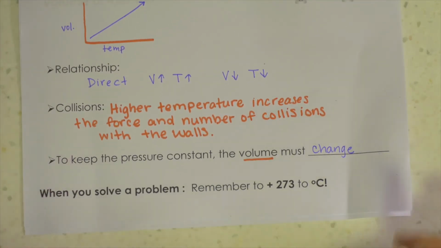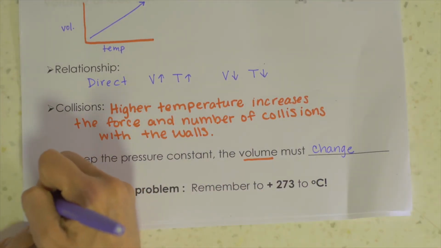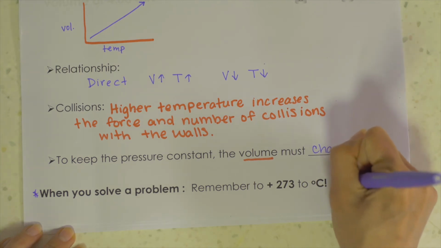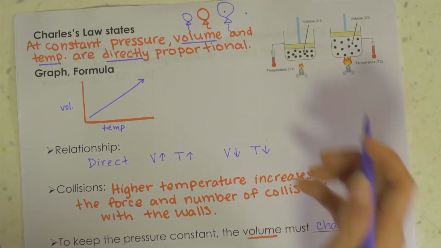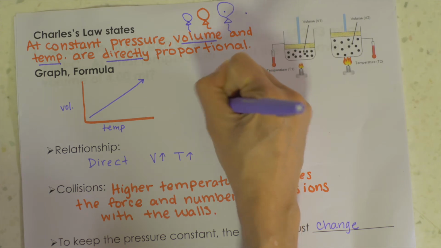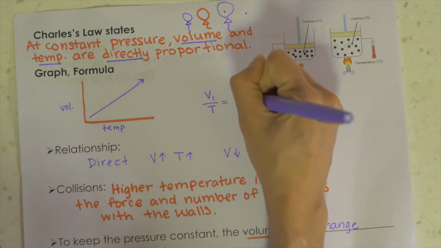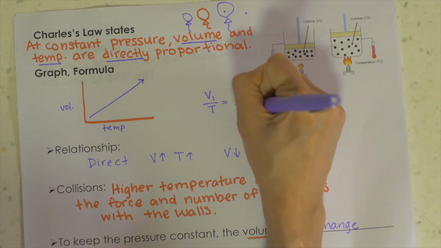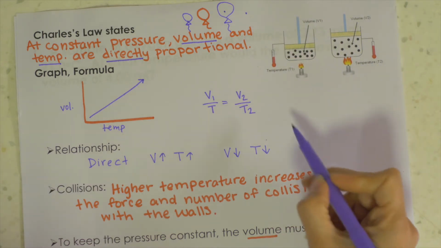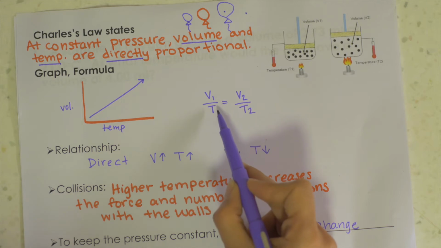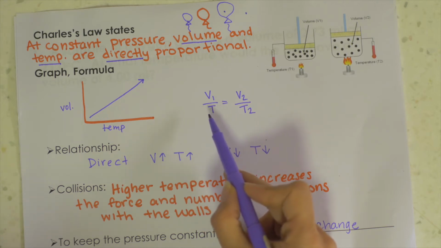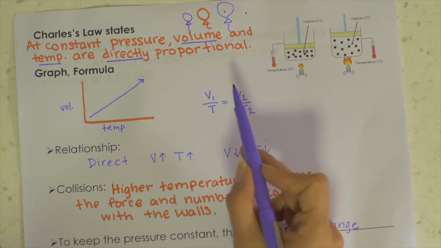All right, so one little key that we need to remember when we're going to solve these problems is that we always need to make sure that our temperature is in Kelvin. And so our formula that we're going to use is V1 over T1 equals V2 over T2. And so how is this different from the formula for Boyle's Law? You can see that this is a division rather than multiplication. Boyle's Law was a multiplication, P1 times V1.